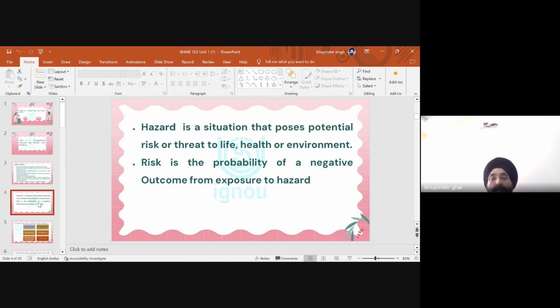Then what is risk? Risk is the probability of a negative outcome from exposure to a hazard. If a hazard is there and you are exposed to that hazard, then due to that hazard there is a probability of a negative outcome, then it becomes a risk factor. If there is no negative outcome, then it's not a risk. So risk is there when there is a negative outcome from exposure to the hazard. I think it's clear between hazards and risk.